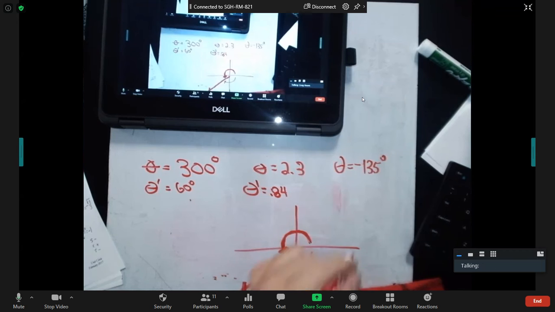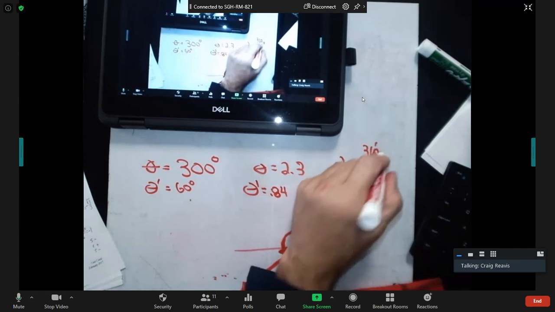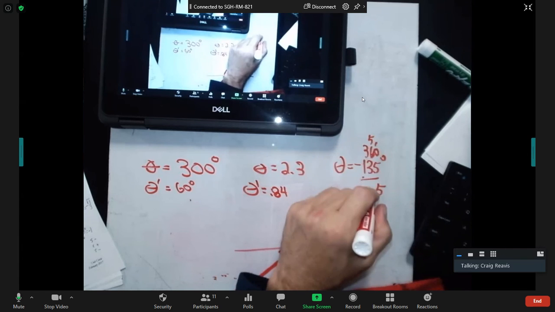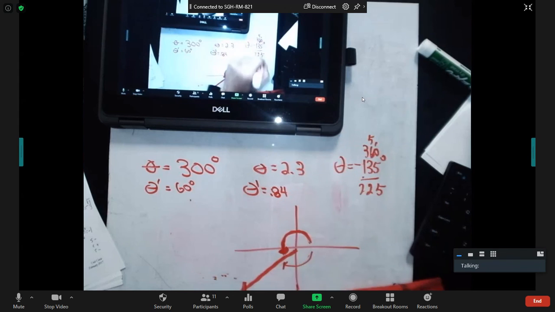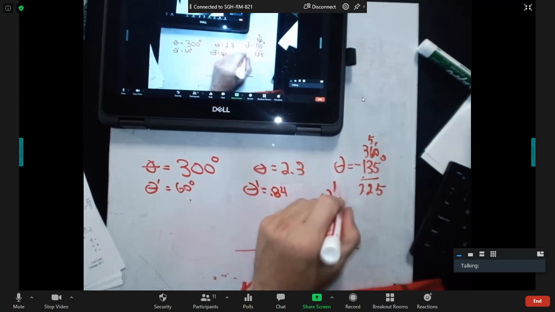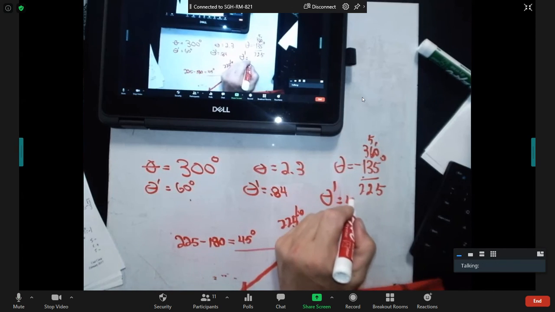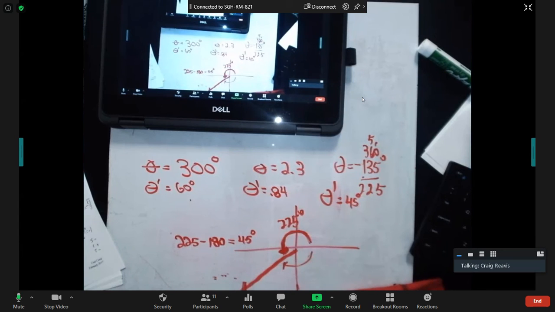Okay, so negative 135 plus 360 is 225, which now to find the reference angle to that, quadrant 3, we take the angle minus 180, which is what, 45? So there, if I'm asking you about the reference angle, it is 45 degrees.